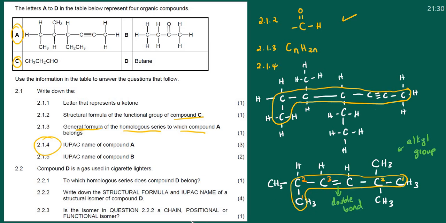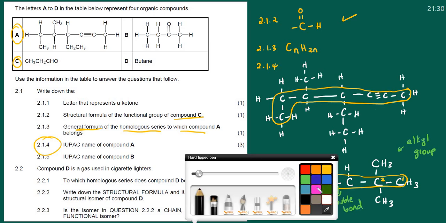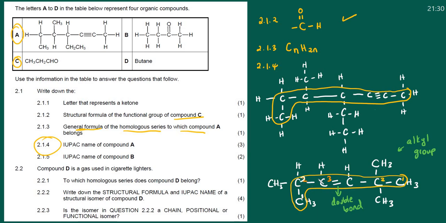So when we number, we must number from the left to the right: 1, 2, 3, 4, 5, 6. I hope that is clear. That is how we use the priority list. You always check from which side you are going to number your carbon atoms. It depends on the priority list. And don't worry, your examiners know the priority list very, very well, so you must make sure that you number correctly.